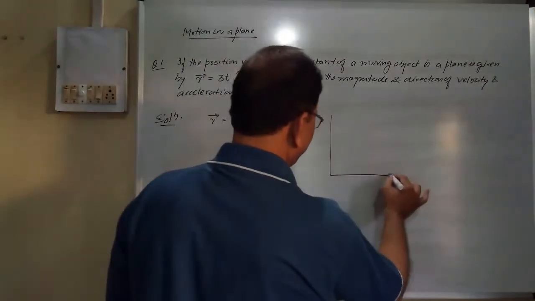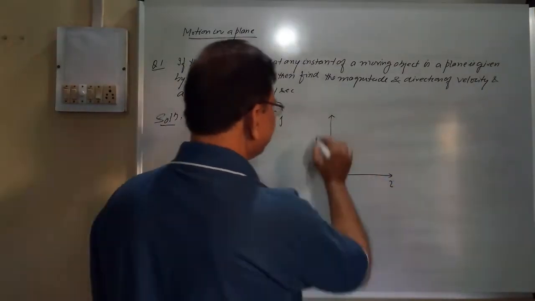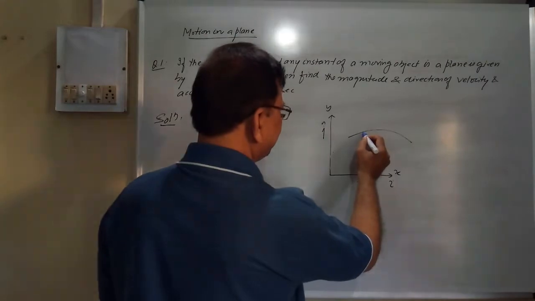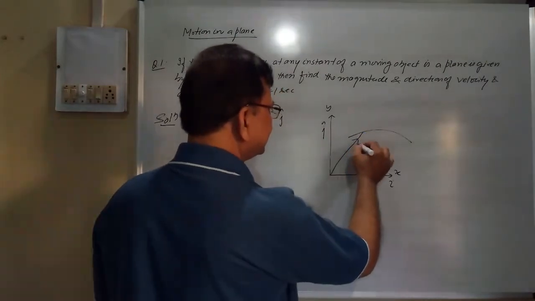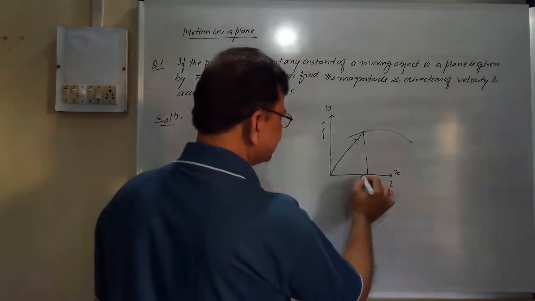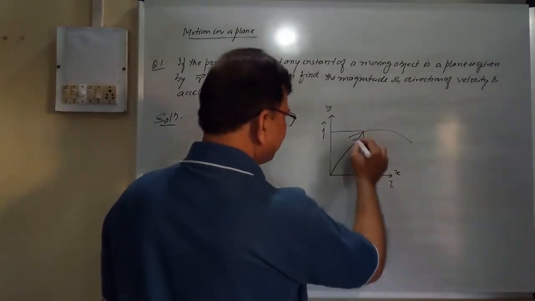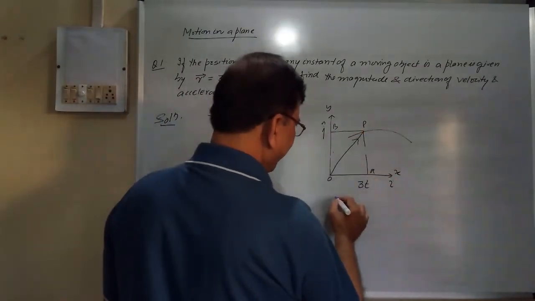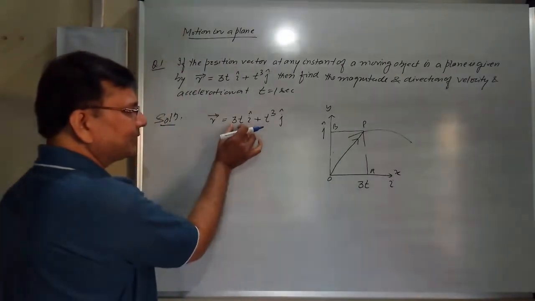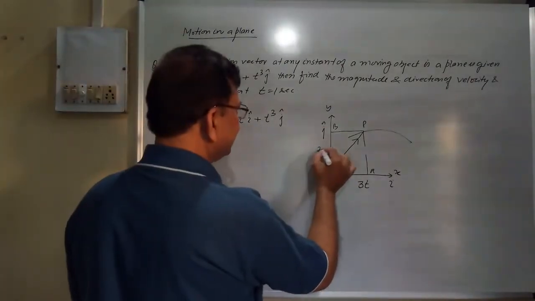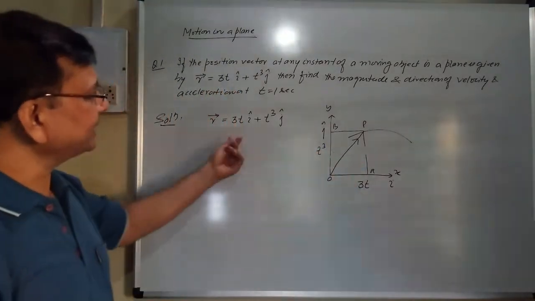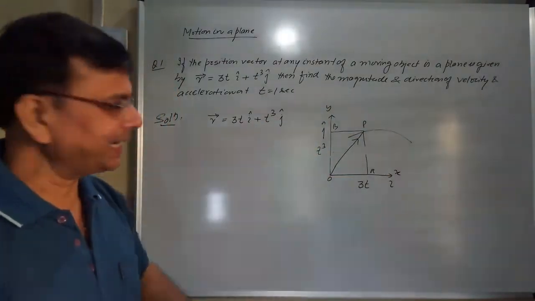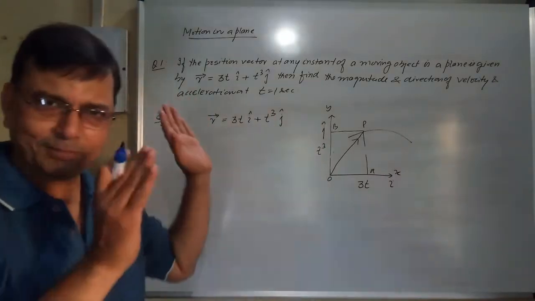You see, in this direction unit vector is i, it is x, and this is y, unit vector is j. This is the point at any instant t. This is the position vector. Suppose this is P, this is O, this is A, and this is B. So this OA is the magnitude along x-axis, that is 3t, and along this is t cube. Means this position vector is the function of t. I have drawn this for the sake of your understanding. You need not draw this while solving the question.